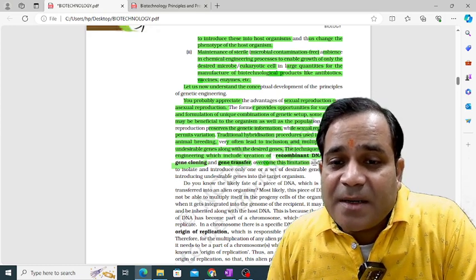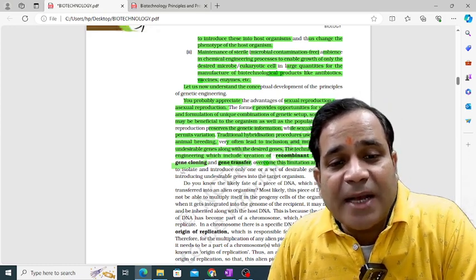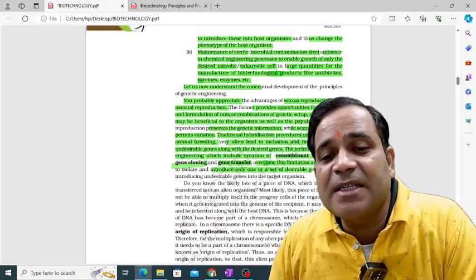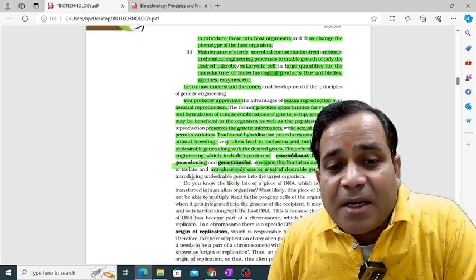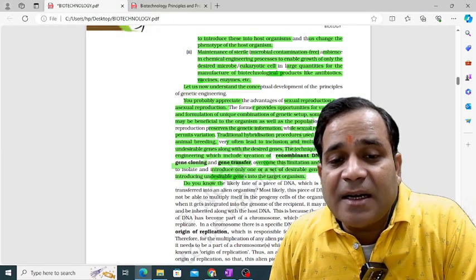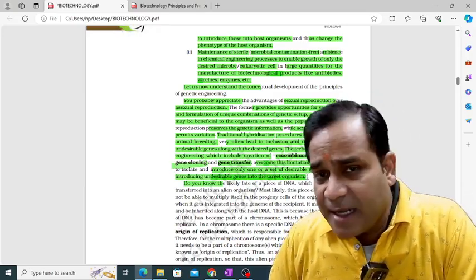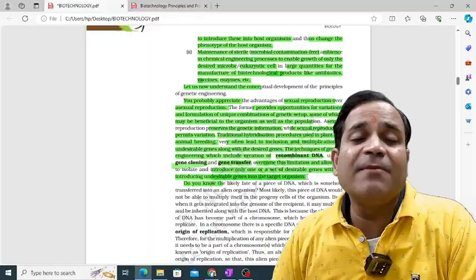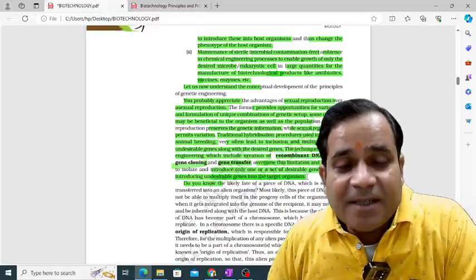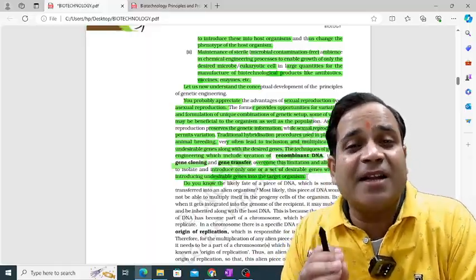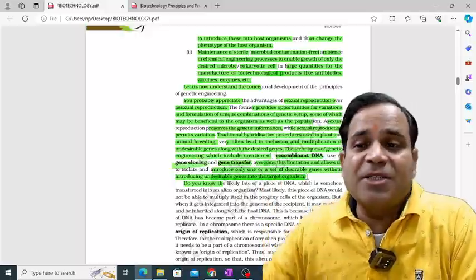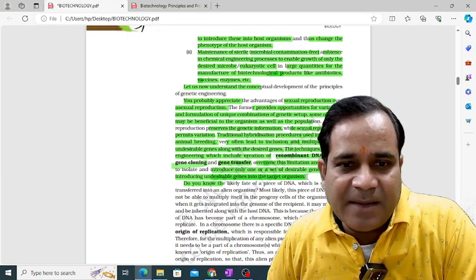So see, to overcome this limitation, it allows us to isolate and introduce only one or a set of desirable genes without introducing undesirable genes into the target organism. Sir, is this one possible? Yes, my dear. This one is only possible whenever we transmit the genetic material from parents to their what? Progeny, my dear. Getting my point?